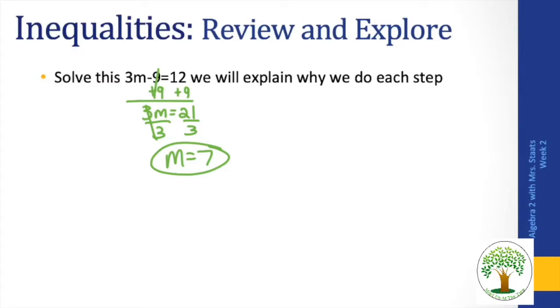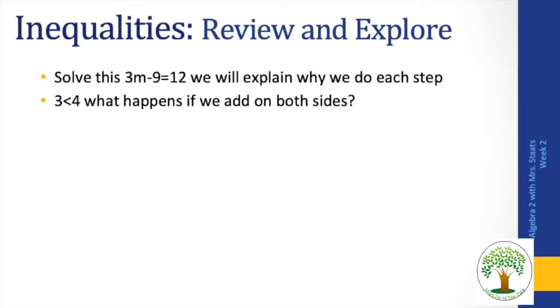This is not an inequality, it's an equation, but we're going to use some of the same things when we're solving inequalities. So let's do some experimenting here and explore inequalities. I've got an inequality here. I've got 3 is less than 4. And the question is, what happens if I add to both sides? What if I add 6 to both sides? Will it stay true? Will it still be an inequality?